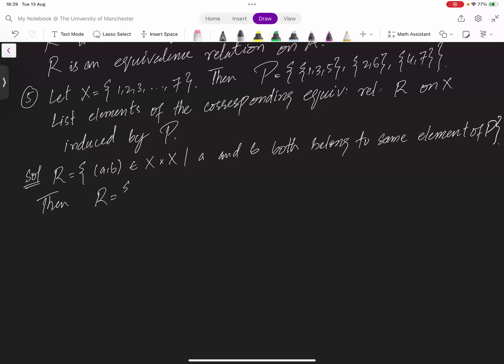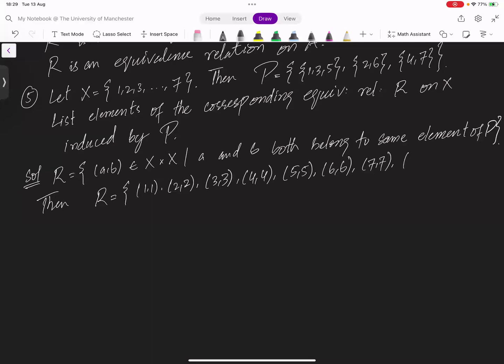We can say that R contains (1,1), (2,2), (3,3), (4,4), (5,5), (6,6), (7,7). Now there will be a difference that you can see. 1 can go to 3, 1 can go to 5, 3 can go to 1, 3 can go to 5, and then these can have different relations in between them.